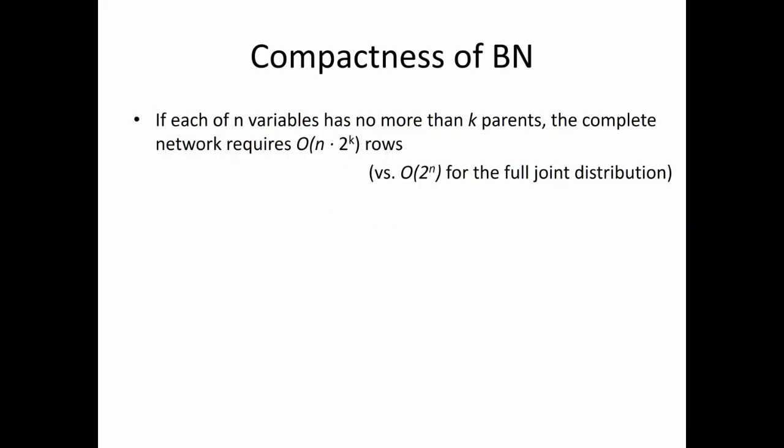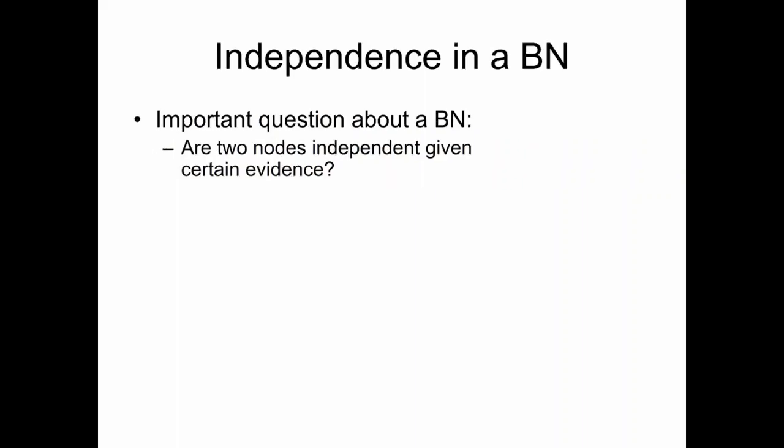And we already talked about this when we were discussing the n coin flips example, but Bayesian networks can save you a lot of memory if there are a lot of independent variables. More generally, if you have n random variables, each with at most k parents, then you only need big O of n times 2 to the k rows. Whereas if you were to build a full joint probability table, we'll need big O of 2 to the n rows.